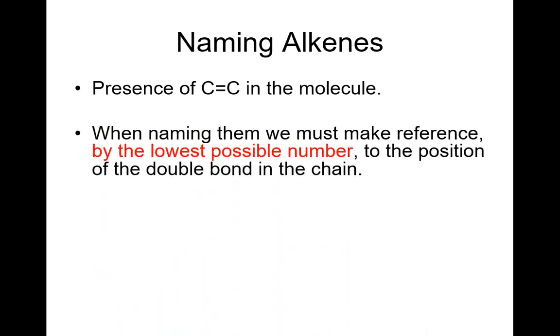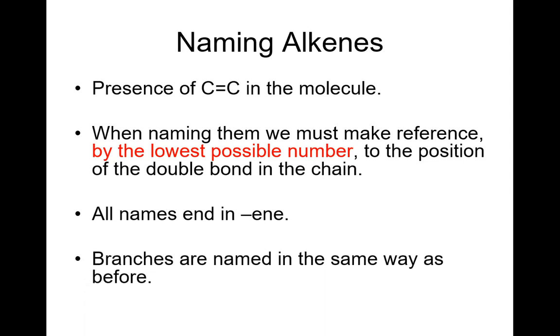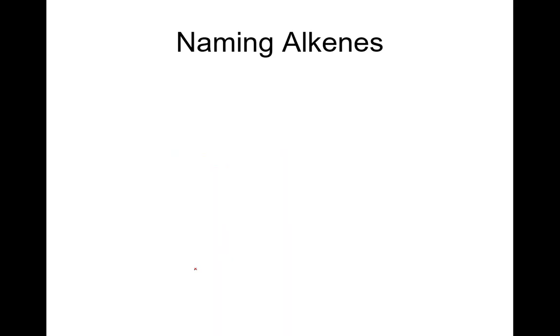So that's extremely important. When naming them, we must make references already to the lowest possible number that holds that double bond. All names will end, as we said already, in -ene, and the branches are named in the same way as before. And I hope you all remember that. A branch with 1 carbon, what does that give me? Methyl. So all branches are -yl. So methyl, ethyl, propyl, etc.